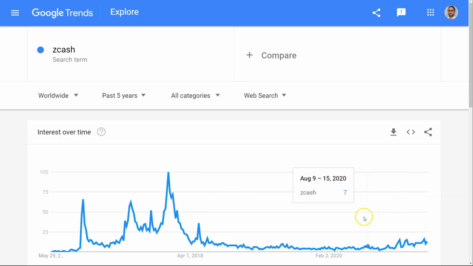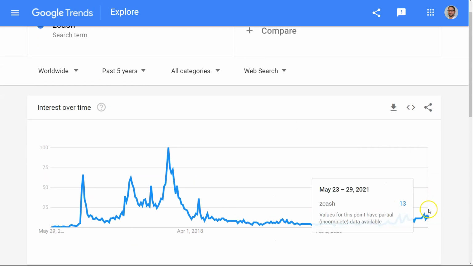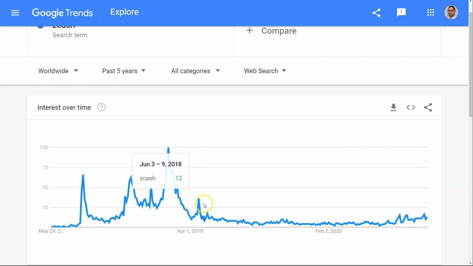Looking at Google Trends for Zcash, mainly pinned to the floor, up slightly over the past few months, but since 2018, not a lot of search interest or activity on Google.